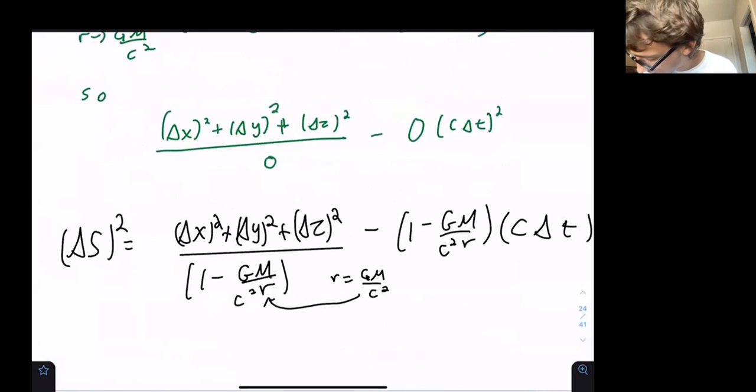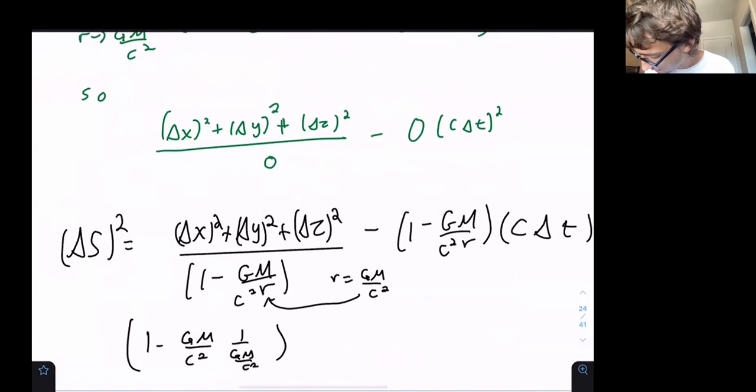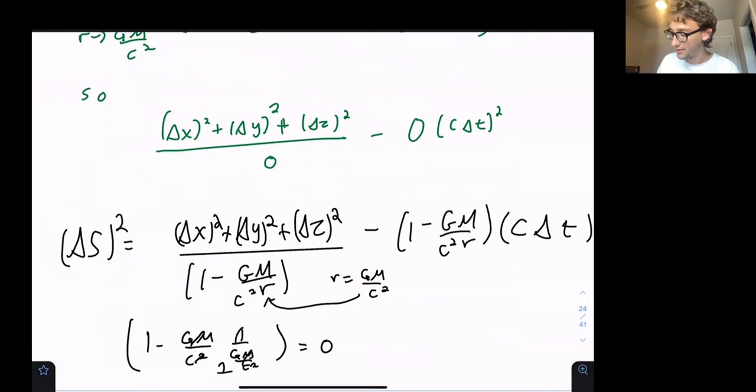So 1 minus GM over C squared, and we just divide by GM over C squared. This becomes 1, and 1 minus 1 is 0. So essentially at this event horizon, where it forms a black hole, this would be 0, and this would be 0. So essentially time stops again when you're at a black hole.